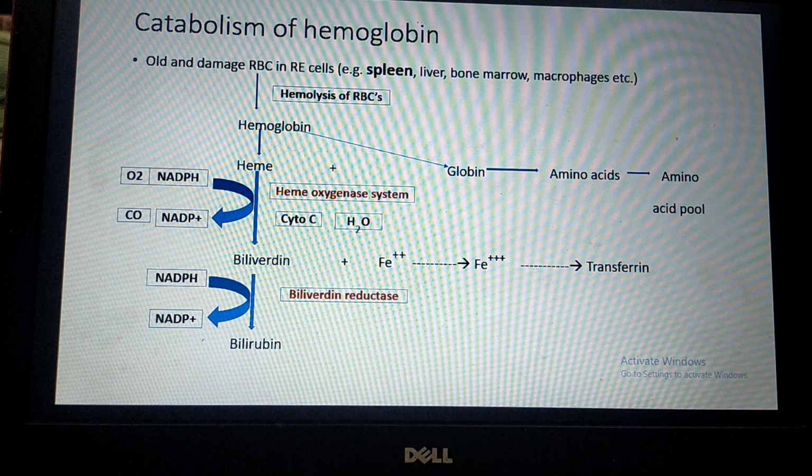Now the heme gets converted into bilirubin with the help of the enzyme heme oxygenase system. This heme oxygenase system requires the coenzyme NADPH, which supplies 2 hydrogen atoms for this reaction. This reaction also requires molecular oxygen O2, and a carbon atom is removed from heme in the form of carbon monoxide. So biliverdin is formed.